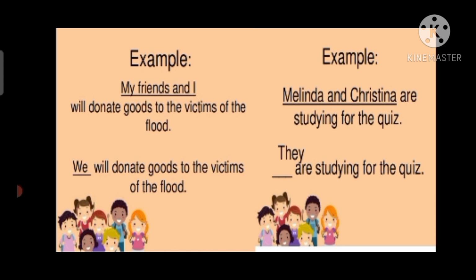Next, Melinda and Christina are studying for the quiz. Two girls are studying for the quiz. It's not one, it is more than one. So we will use they. They are studying for the quiz.